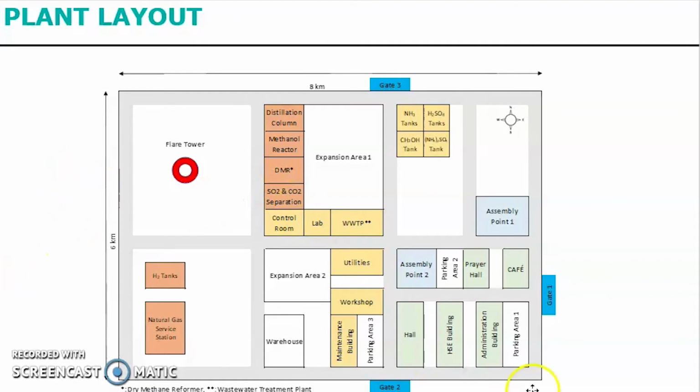Next, for the plant layout, we have the green area, which is low risk of fire and explosion. We have the yellow area, which is medium risk of fire and explosion, and red areas, the areas with high risk of fire and explosion.